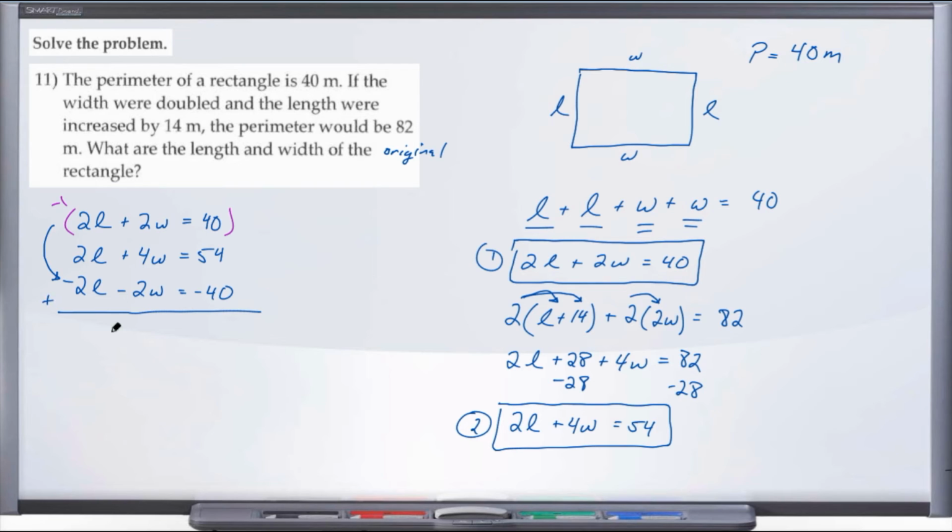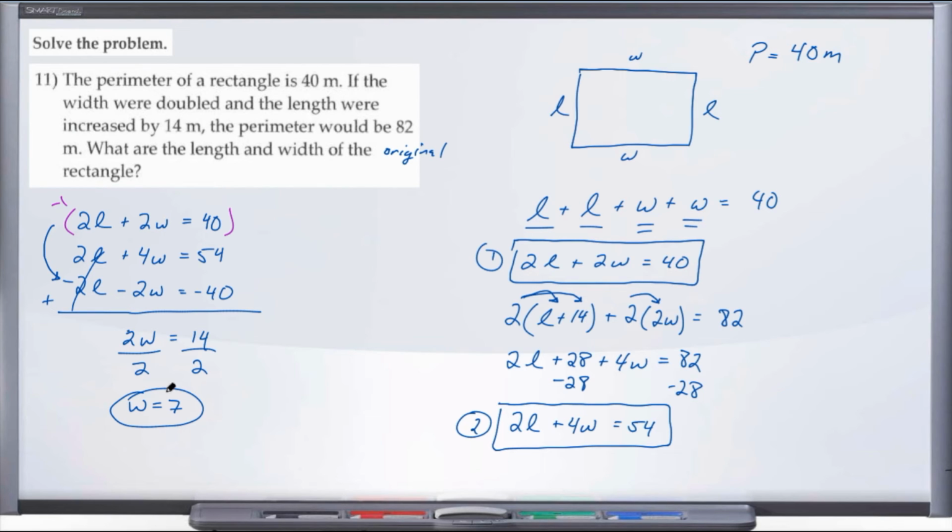And let's go ahead and add these two equations together. So 2L minus 2L goes away. 4W minus 2W gives us positive 2W. And 54 minus 40, well, that's going to give us a 14. And solving for W, we'll divide by 2, and so the width is 7.